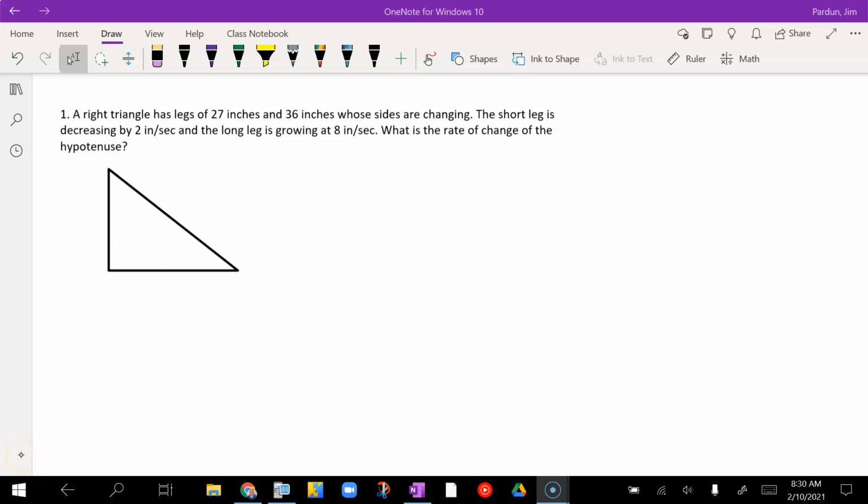Okay, so here's the solution to problem number one. I told you you would need some implicit differentiation, so I'll show you where that pops up here. But we have a right triangle whose legs are 27 inches, so I'll label that as 27. The other leg is 36 inches. We got that. And the sides are changing. So although we can't see it happening, we know that the sides are changing.